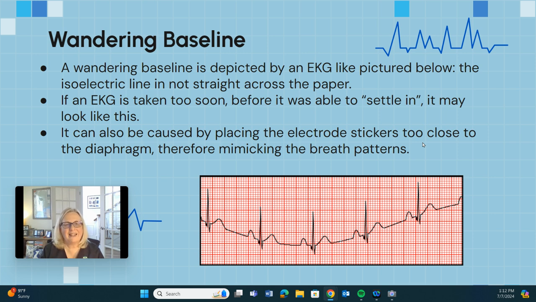Also, if you take the stickers and you place them too close to the diaphragm, so does everyone know where the diaphragm is? I hope you had anatomy. Diaphragm is right directly under the rib cage, and if you place it on the diaphragm, it's going to catch them breathing in and out. Okay, so you want to avoid the diaphragm, and we've talked about this before when we did sticker placement. Make sure it's off the diaphragm so that you don't get this wandering baseline.